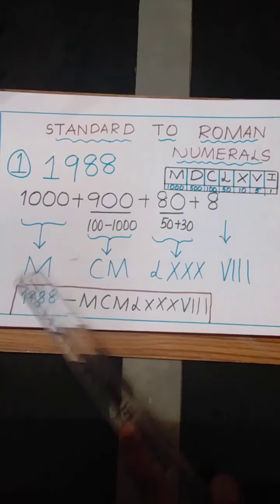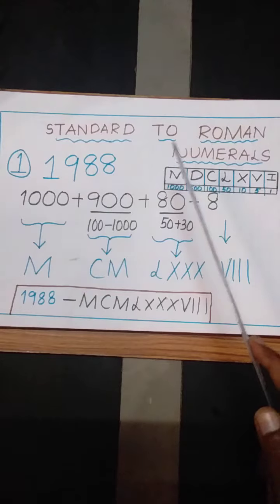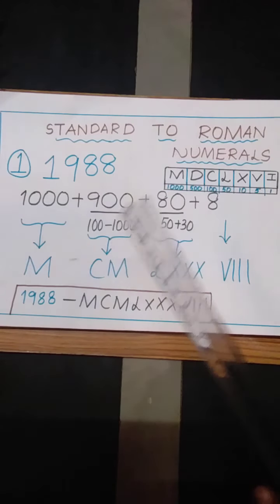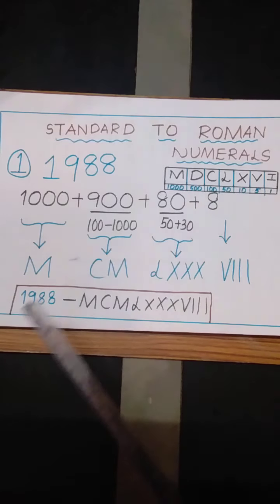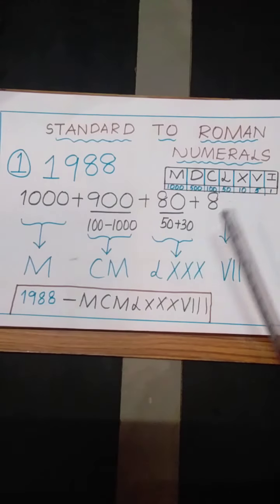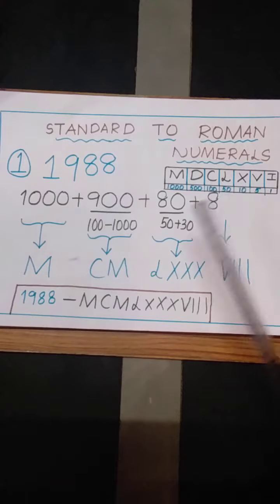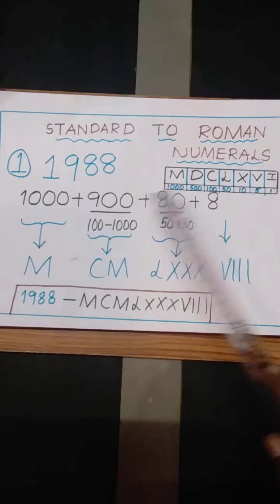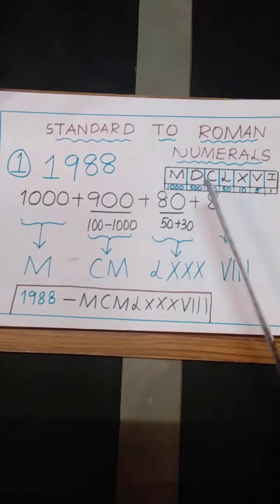It is M. After that, for 900 we can write 500 plus 400. But if we write like that, it violates the rule. The first rule says, you can see the previous video for the rules, that no symbol in the Roman numeral can be repeated more than 3 times. So if we write 500 plus 400, we will write 500 as D. We should not write C 4 times because it violates the rule.